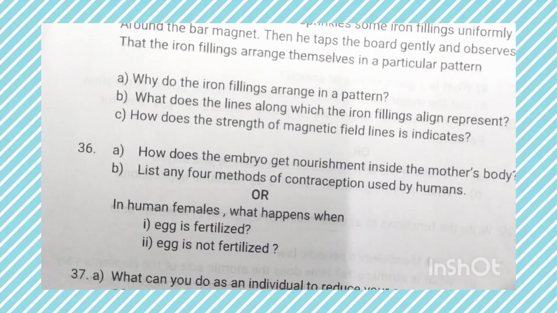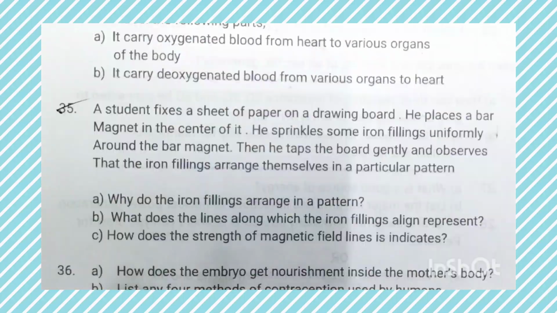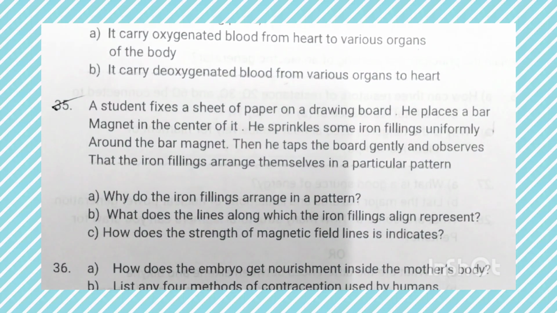Now let us move to the 35th question. So the 35th is like this. A student fixes a sheet of paper on a drawing board. He places a bar magnet in the center of it. He sprinkles some iron filings uniformly around the bar magnet. Then he taps the board gently and observes that the iron filings arrange themselves in a particular pattern. Having understood this much of the question, we have to answer these questions.